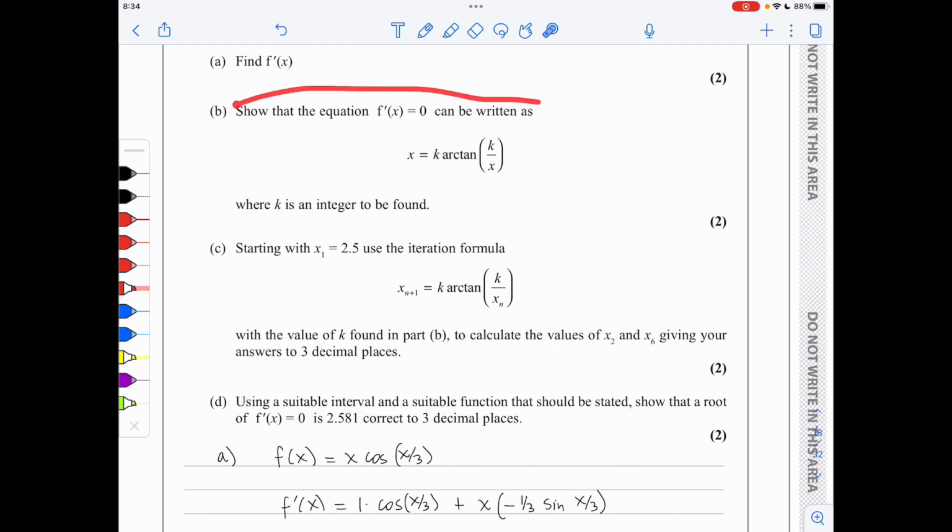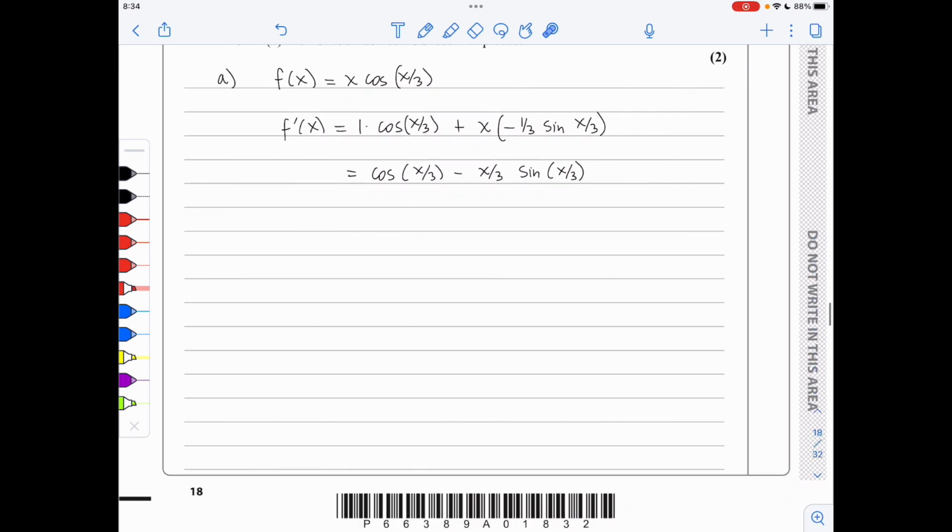In B, we need to show that the equation f dash of x is 0 can be written in this form. So I will start by saying that if we want f dash of x to be 0, this simply means that cos of x over 3 must be equal to x over 3 sine of x over 3. The only way of getting tan into the game is for me to divide throughout by cos of x over 3, which takes me to 1 on the left hand side being equal to x over 3 tan of x over 3 on the right hand side.